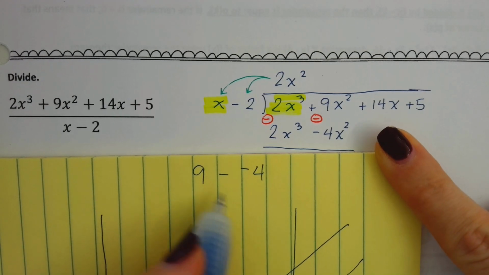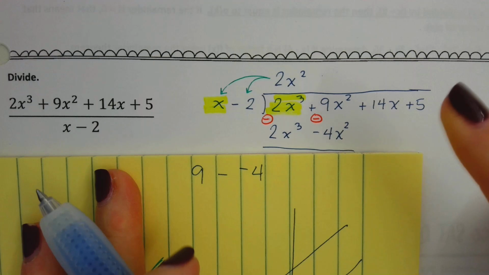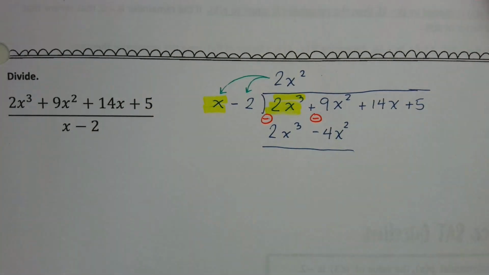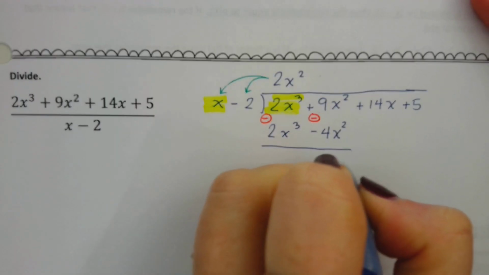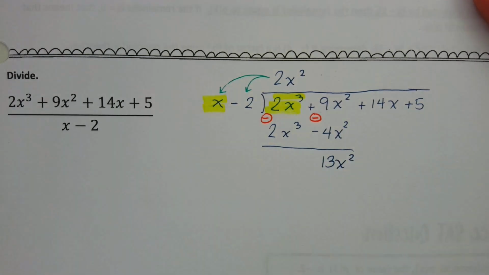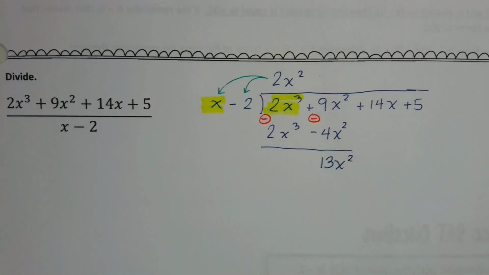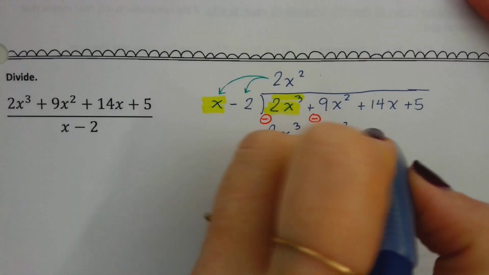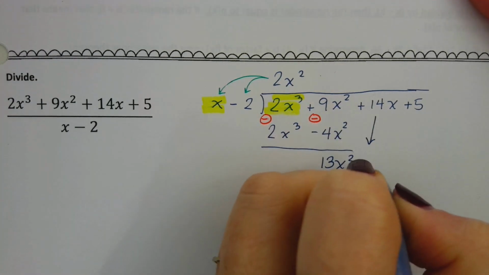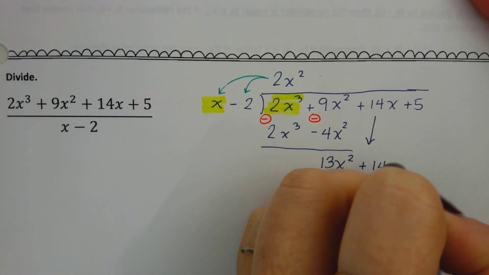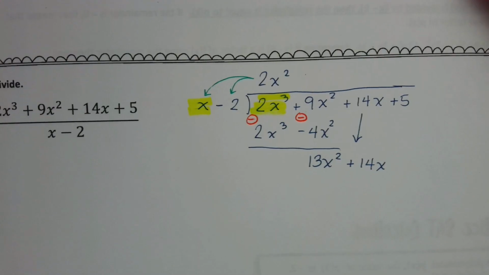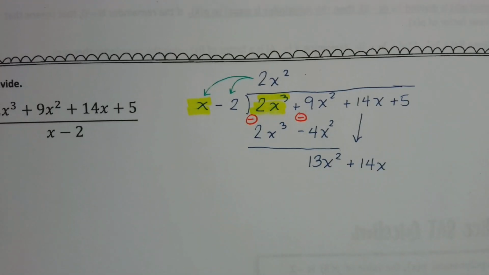And guess what the most common wrong answer is? 5. So make sure you're doing that subtracting right. So that would be 13x squared. Okay, so we've divided, we've multiplied, we subtracted. Next up, we're going to bring down this plus 14x, and then we're going to repeat that process.